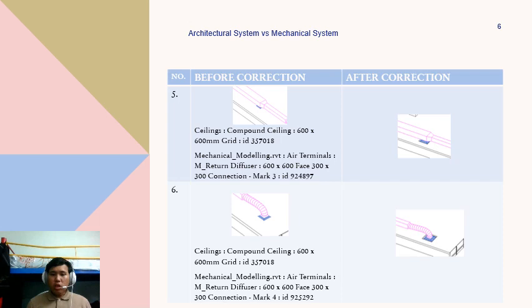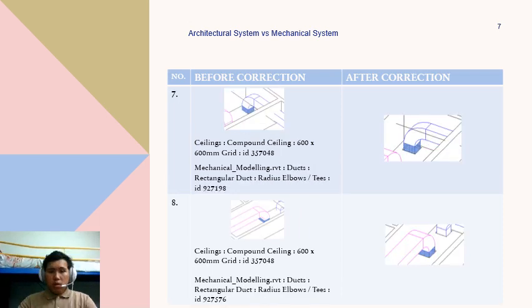And then case number 6 is the conflict between the diffuser and the compound ceiling. The solution is the same as case number 5: I just make an opening at the compound ceiling. Problems number 7 and 8 are also the same problem, but their IDs are different. The problem is the rectangular duct has conflict with the compound ceiling. The way to solve this problem is also the same: just make an opening at the compound ceiling.